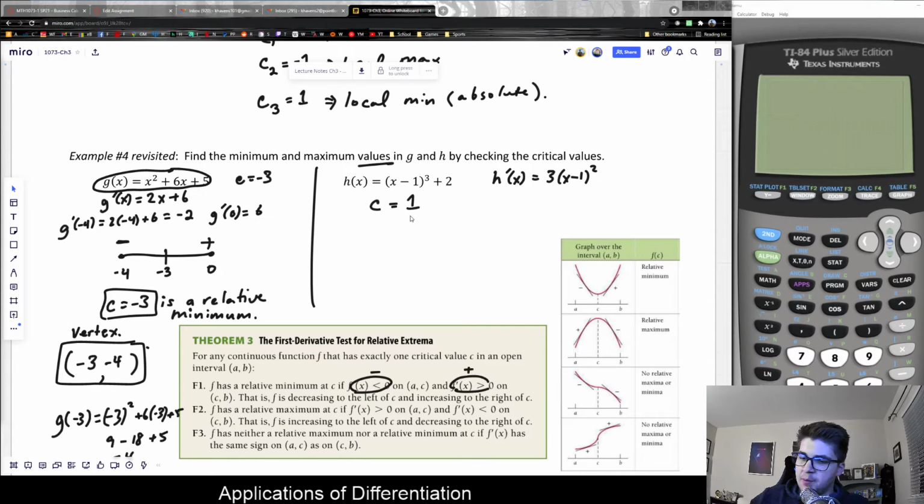But basically, I know my critical value is at 1, and I need to check points to the left and the right. And again, I could pick whatever I want. Let's just pick 0 and 2. Usually I'd pick 0 if it's convenient. And then I want to plug these into my derivative.